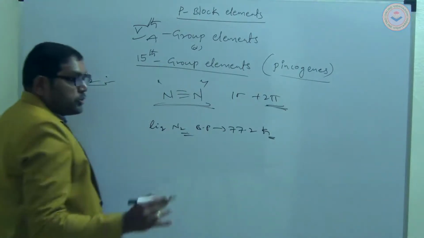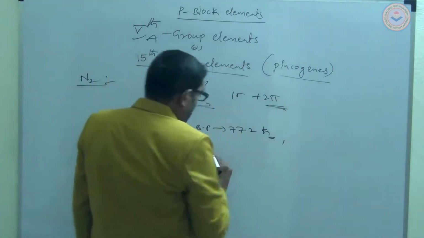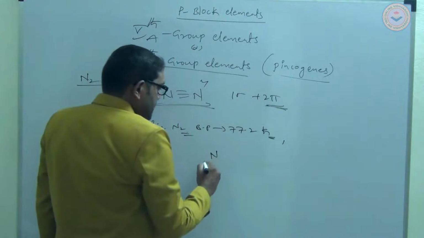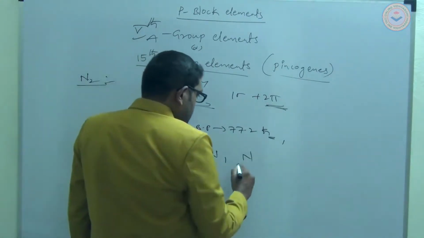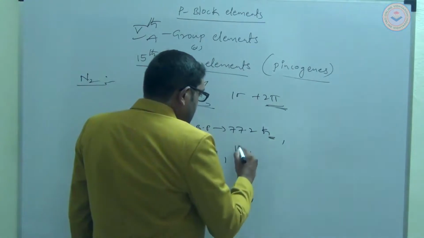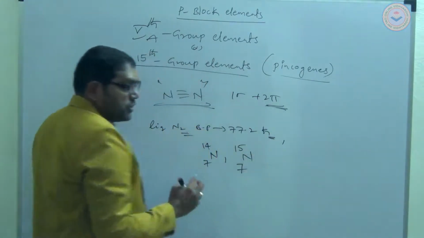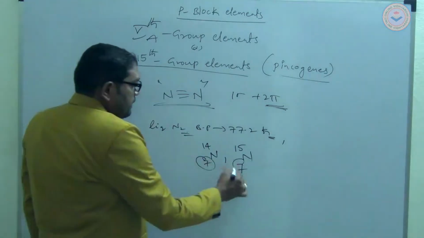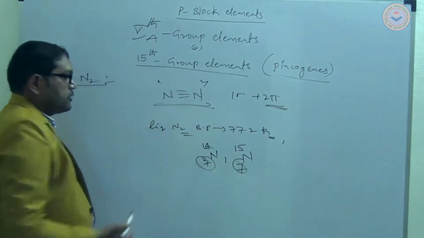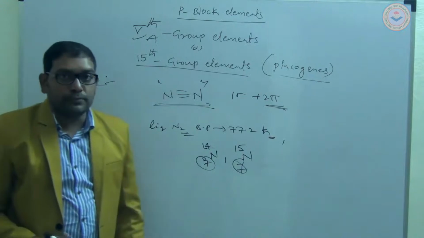Nitrogen exists in two isotopic forms. Nitrogen with atomic number 7 has mass number 14, and at the same time nitrogen with atomic number 7 has mass number 15. The atomic number is the same with different mass numbers, so nitrogen exists in two isotopic forms.